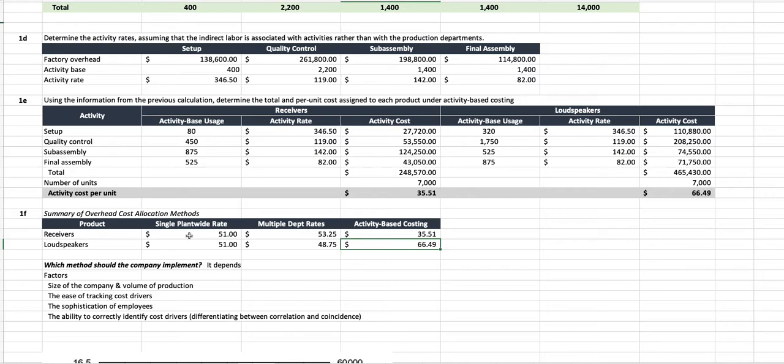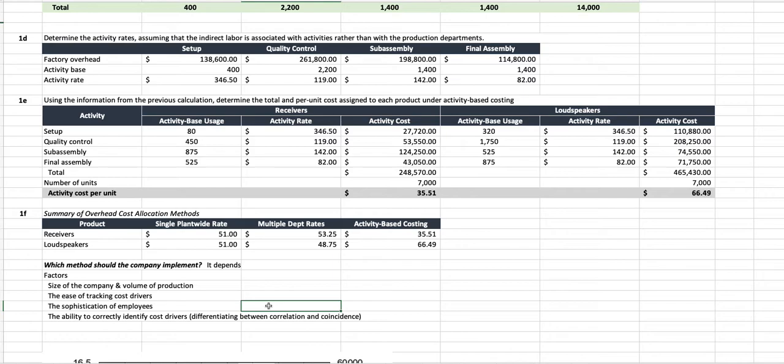So, which of these methods should a company implement? And the answer is super frustrating because it really does depend. Some of the factors, by the way, there are tons of factors, but some of the factors that companies take into account is how big are we, and what is the volume of production. So if the company is relatively small or they're not producing a lot, maybe a single plant-wide rate is fine.